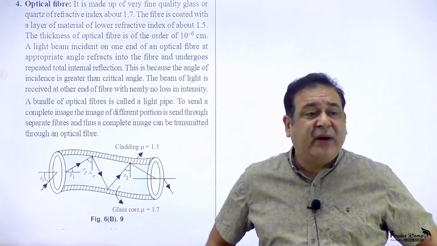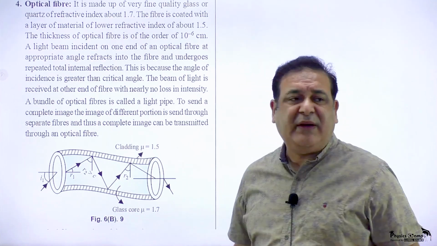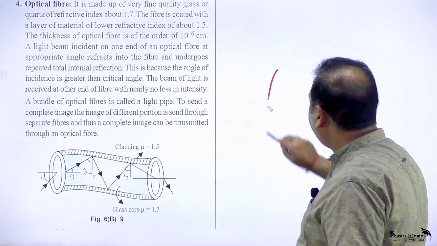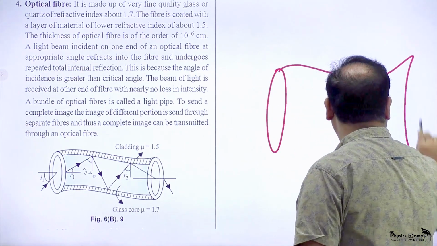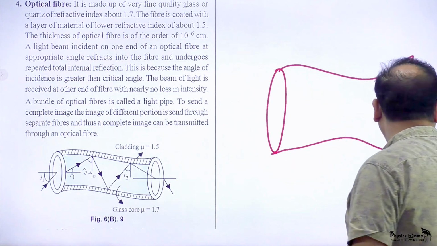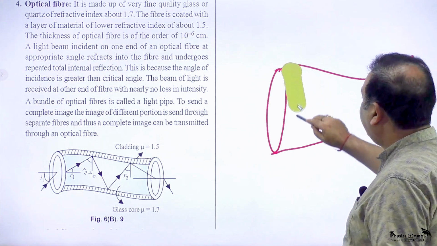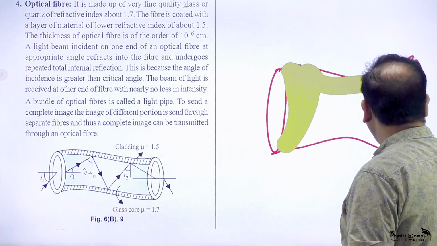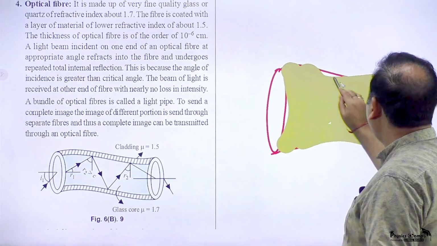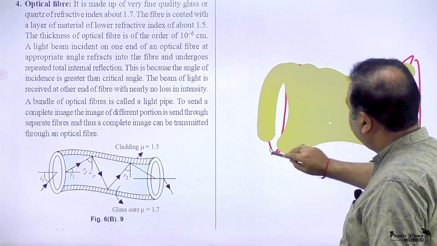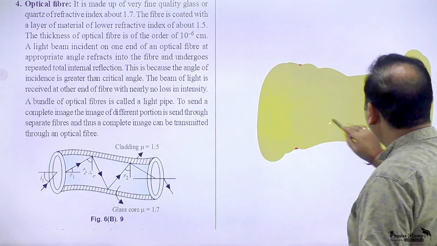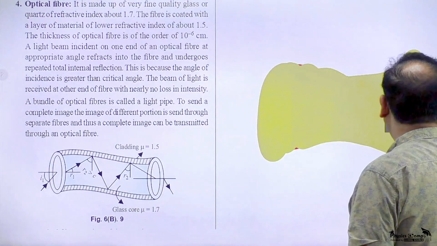Now let us try to understand what an optical fiber is. An optical fiber is something which is based on total internal reflection only. Here, an optical fiber is made up of a higher refractive index medium. I just draw it like this. This is an optical fiber. It is a medium of higher refractive index.